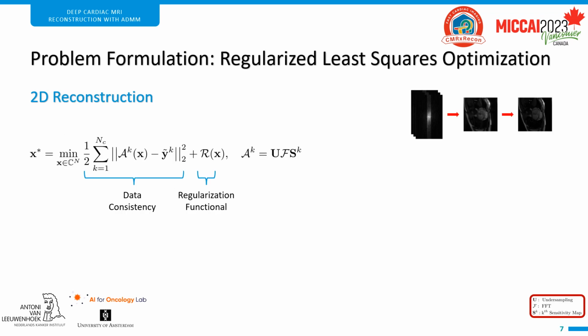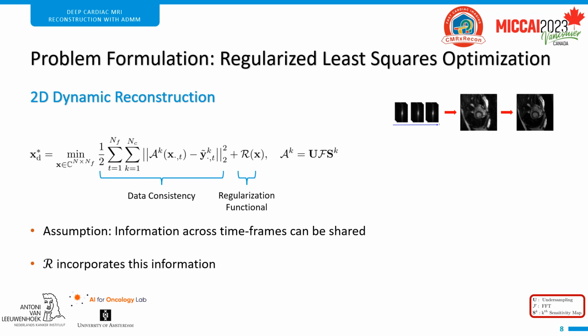Recovering a 2-dimensional image from undersampled multi-coil K-space measurements can be formulated as a regularized least squares optimization problem. This problem combines a data consistency term and a regularization term. The data consistency term ensures that our reconstructed images align with the acquired data, while the regularization term adds an element of prior knowledge to guide the reconstruction process.